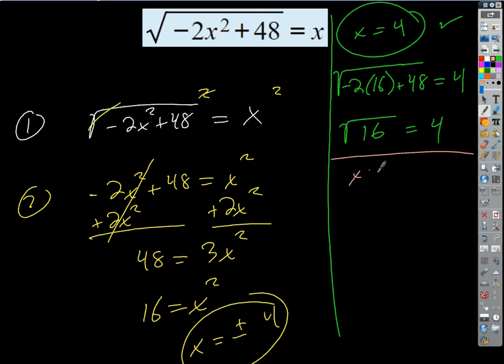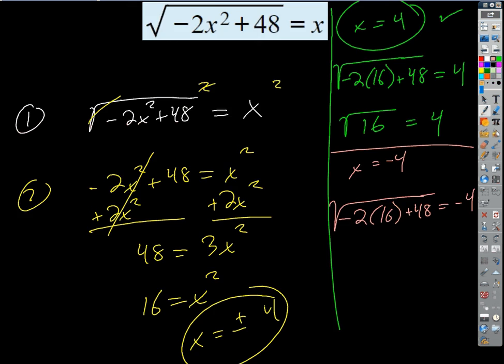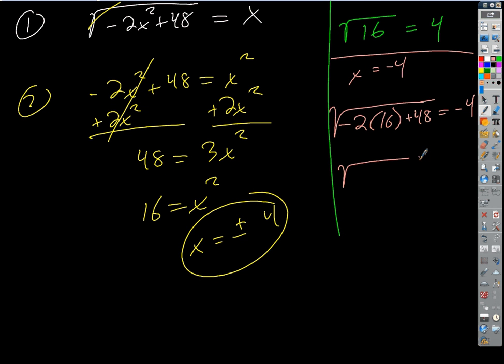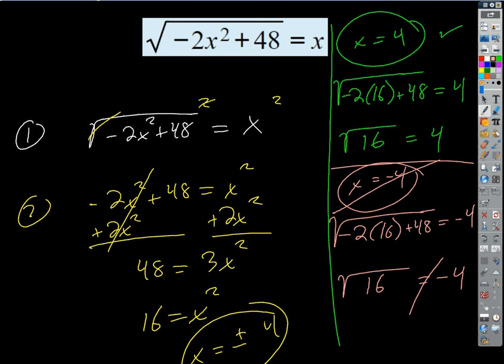What if I try x equals negative 4? Same kind of thing. Negative 2 times, what's negative 4 squared? Positive 16. Plus 48 equals negative 4. Well, that's same as before. That's going to give me the square root of negative 32 plus 48 is 16. Is that equal to negative 4? It is not. So this one, we got to cancel out. So we only get one solution at x equals 4, right?